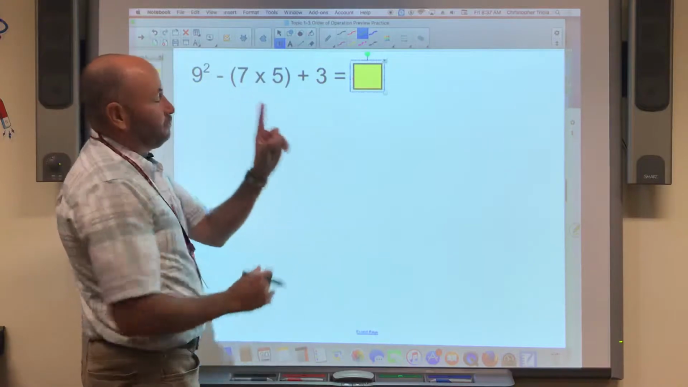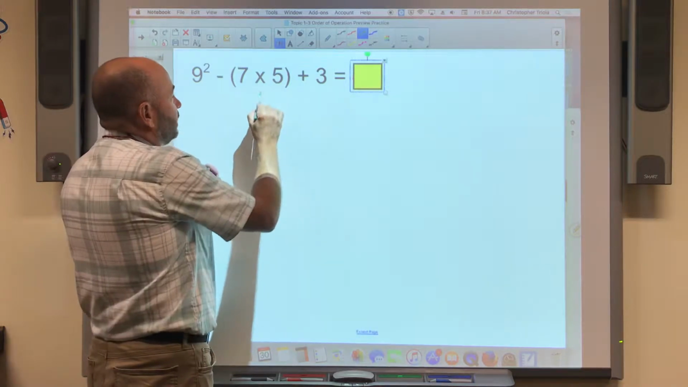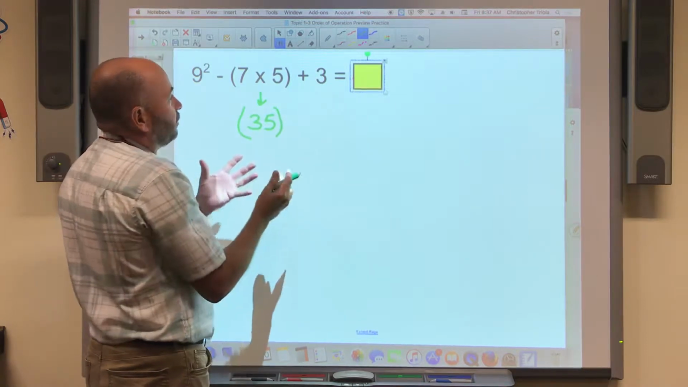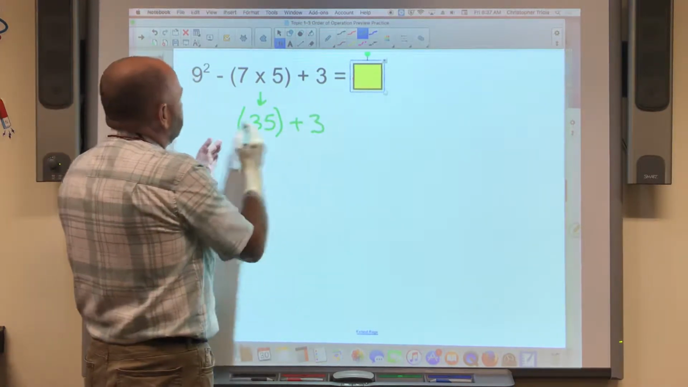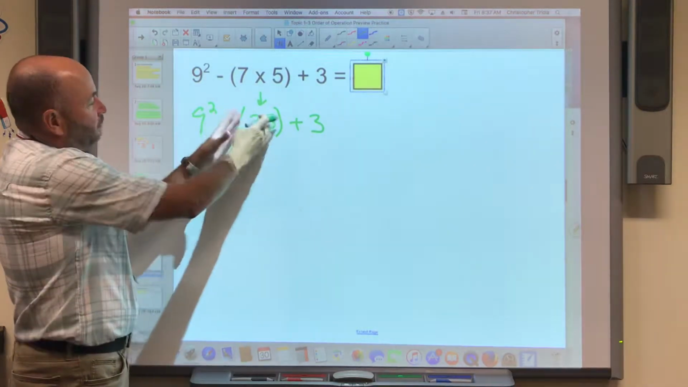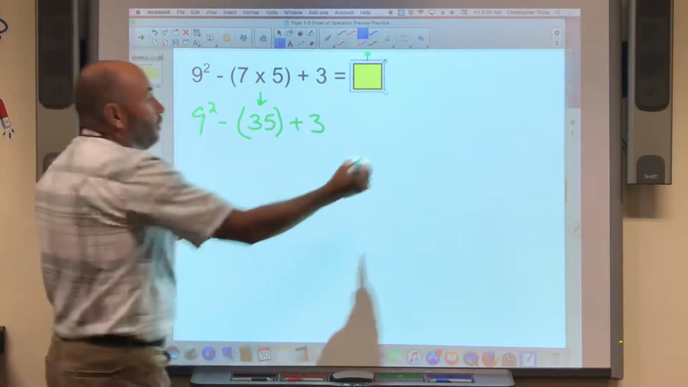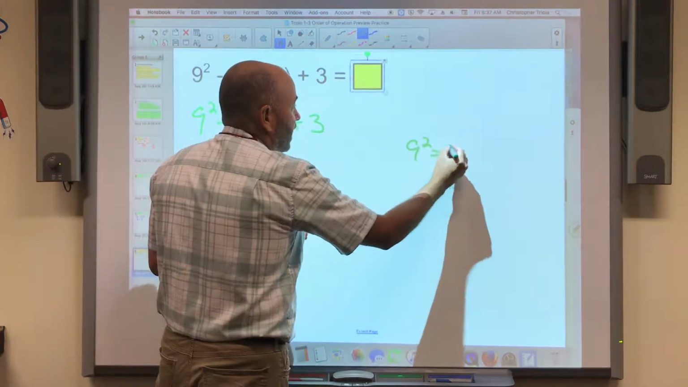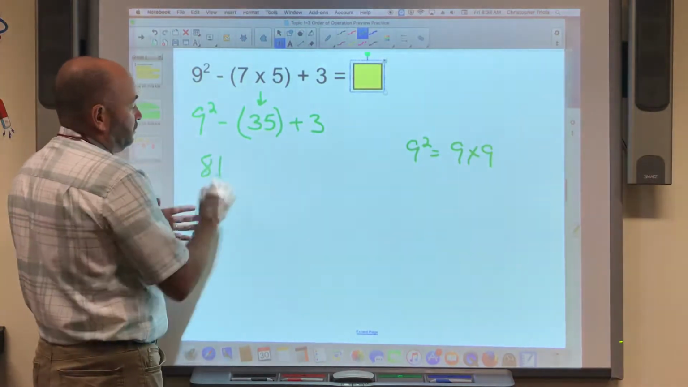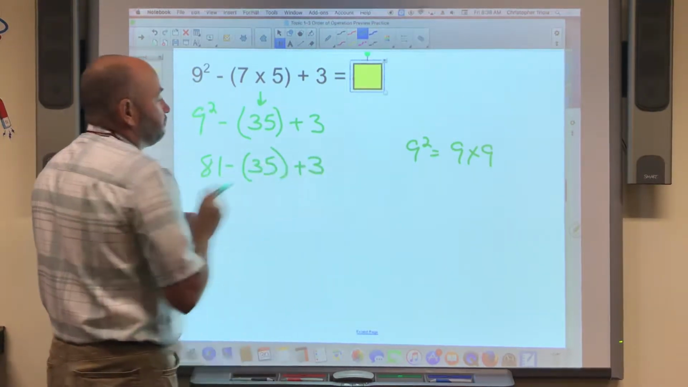So what we want to do is what's in parentheses first. 7 times 5 is in parentheses. Well, 7 times 5 is 35. Okay, so what's inside our parentheses is done. So we have that addition of 3, and we have 9 to the second over here. Now we are done with what's in parentheses, so we want to look for exponents or roots when we have 9 to the second. Remember, 9 to the second is actually 9 times 9, which is 81. So now we have 81 minus the value of 35 in parentheses plus 3.